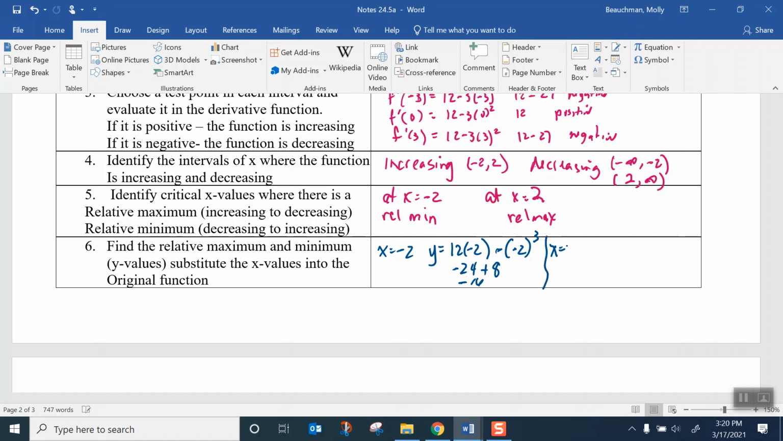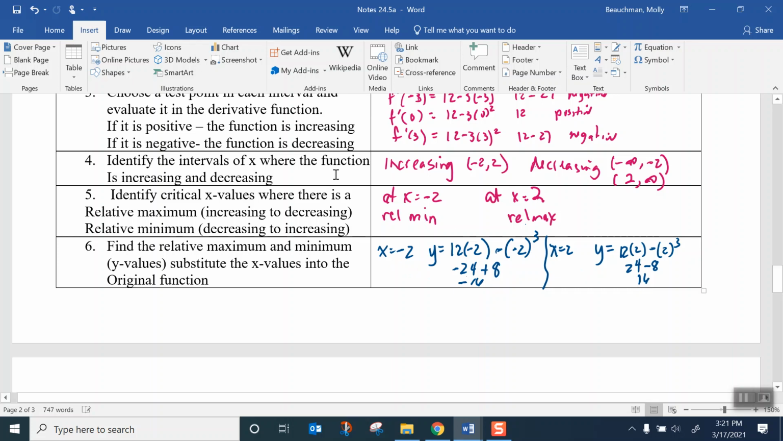And at x equals 2, when we plug it into the function, we get y equals 12 times 2 minus 2 cubed, which is 24 minus 8, which is 16. So our relative maximum is 16 at the x-coordinate 2. Our relative minimum is -16 at the coordinate x equals -2.